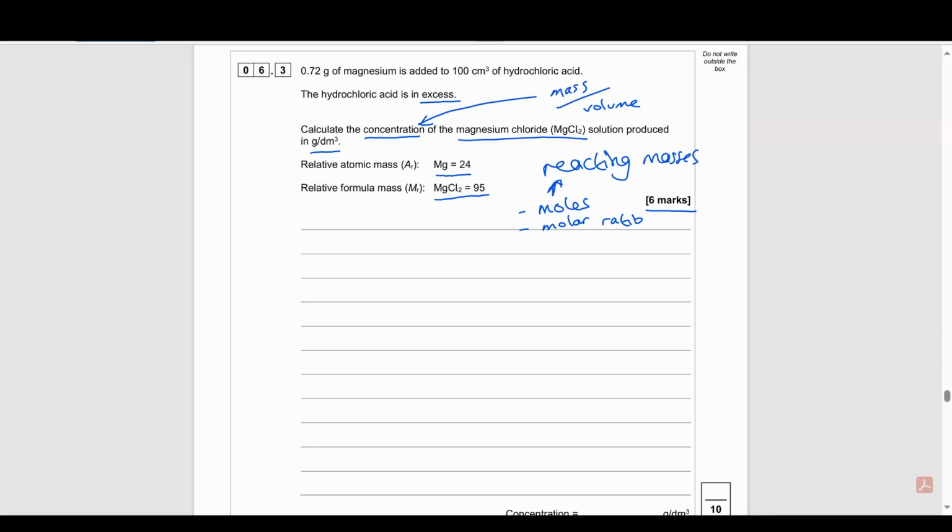So where can we start? We can start by finding the number of moles of magnesium. So which equation can we use that includes moles? It is mass divided by the RFM. But remember, we're dealing with magnesium here, so it'd be the relative atomic mass of magnesium. So our mass is 0.72 grams. We're then going to divide that by 24, which is the relative atomic mass of magnesium, and we get 0.03 moles of magnesium.